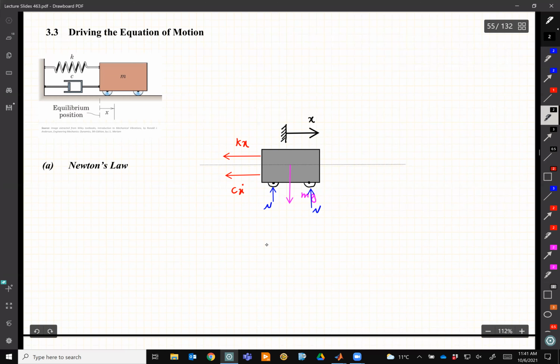So the Newton law simply says sum of the forces is equal to ma, mass and acceleration. My forces: minus kx, because it is opposite of x, so minus kx minus cx dot is equal to m times my acceleration here, x double dot. So mx double dot plus cx dot plus kx equals 0.